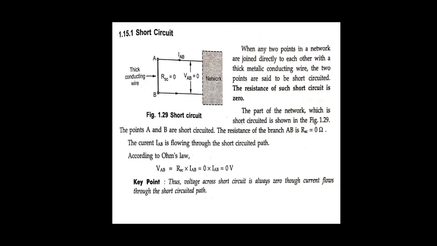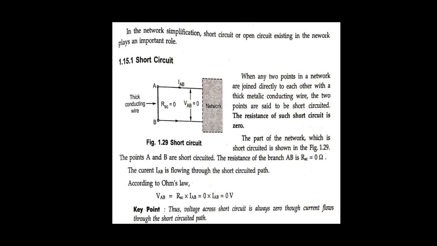So these 2 points A and B are called short circuited, and the resistance of such a short circuit is 0. See here, RAB is equal to 0. This is the short circuit resistance, which is 0. The next part is, the points A and B are short circuited, so the resistance of the branch AB is 0 ohm, and the current IAB is flowing through the short circuited path.